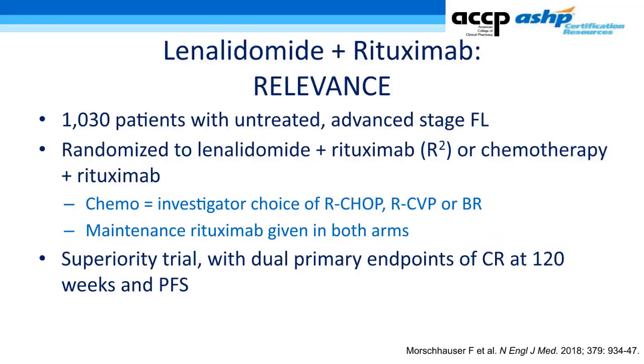Somewhat recently, the regimen of lenalidomide and rituximab, or the chemotherapy-free R-squared regimen, was studied in untreated advanced stage follicular lymphoma. And this randomized patients to the R-squared regimen or chemotherapy plus rituximab. The chemotherapy could be R-CHOP, R-CVP, or bendamustine and rituximab, like we saw in the GALLIUM study. This was a superiority trial with dual primary endpoints of complete response at 120 weeks and progression-free survival.